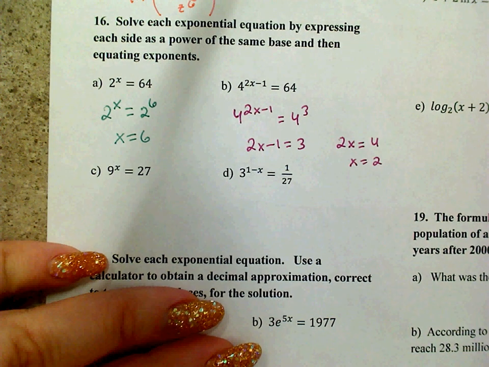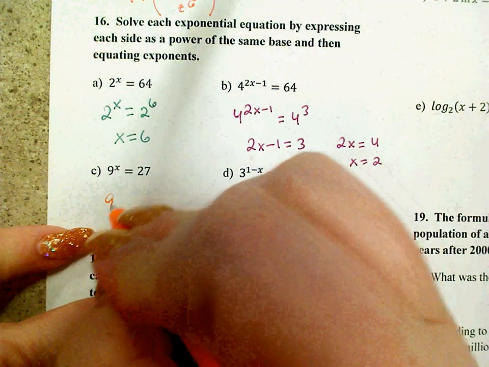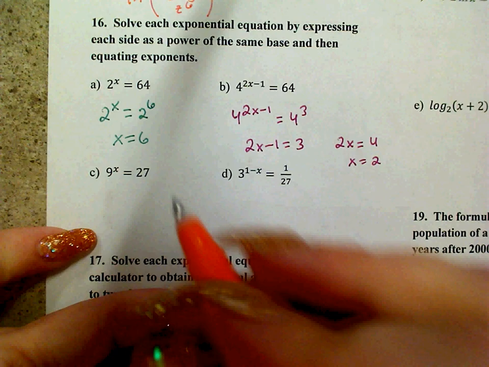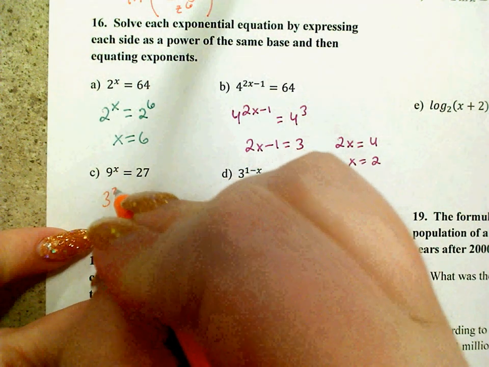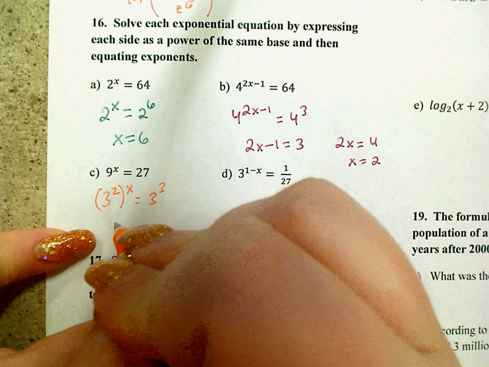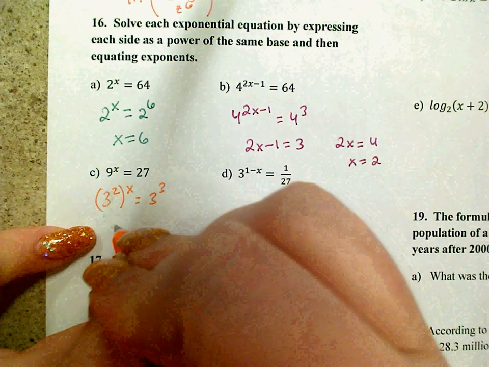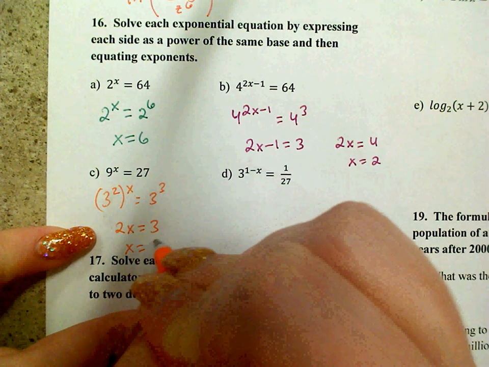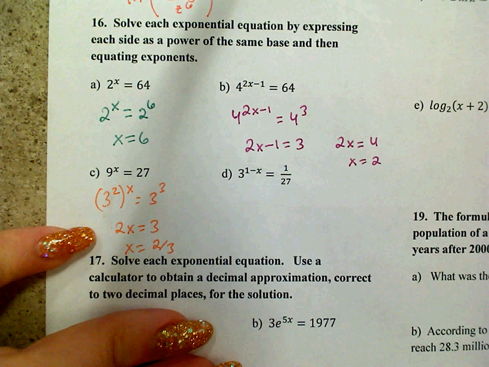For the next one, well, 27 is not a power of 9, so I've actually got to rewrite both of them. 9 is 3 squared, and 27 is 3 cubed. So this is the same thing as just saying if 3 to the 2x equals 3 to the 3rd, then 2x has to equal 3. Those are multiplied. And so then x equals 2/3.